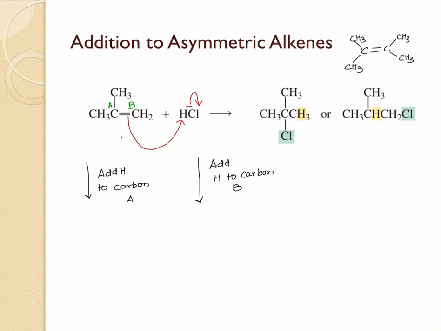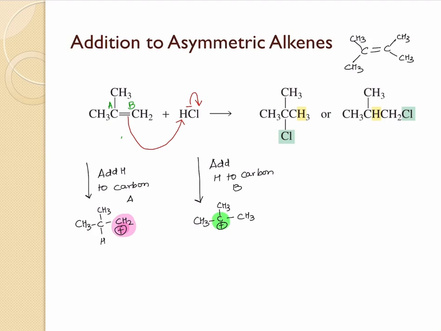When the hydrogen is added to carbon A, this is the carbocation that will be created. When the hydrogen is added to carbon B, then this will be the carbocation that will be created. Now, as you can see from the structures, the two carbocations are definitely different. This has a positive charge on a carbon which has two hydrogens, whereas this one has a positive charge on a carbon which has no hydrogens.